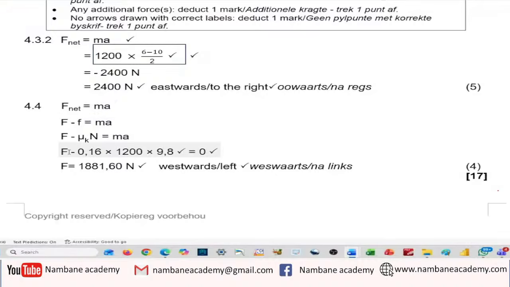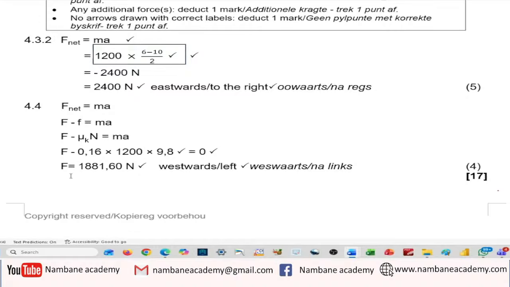Then we'll have that force minus the kinetic frictional force acting on an object. The kinetic frictional force will be 0.16 multiplied by 1,200 multiplied by 9.8. And then when you do your calculation there, the force applied must be 1,881.60 newtons. In which direction? Westward direction. So the mark allocation for 4.4 will not have a mark on the formula, colleagues.